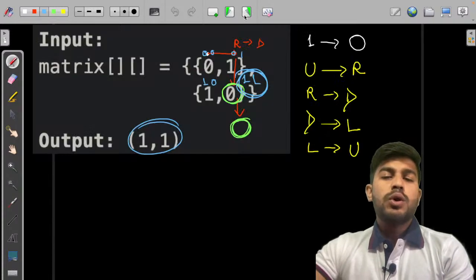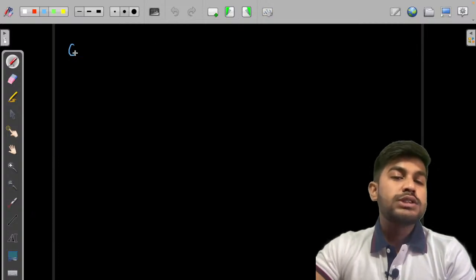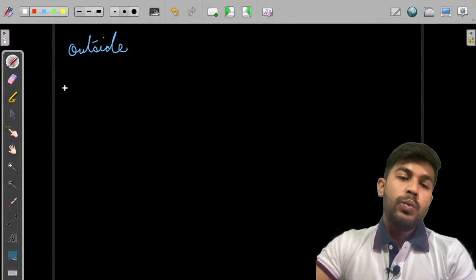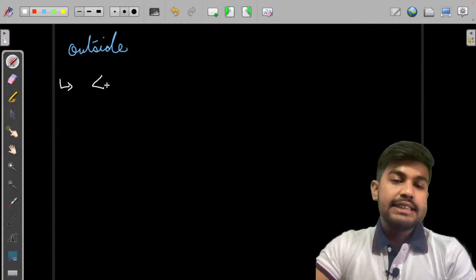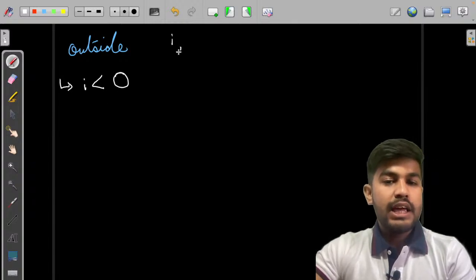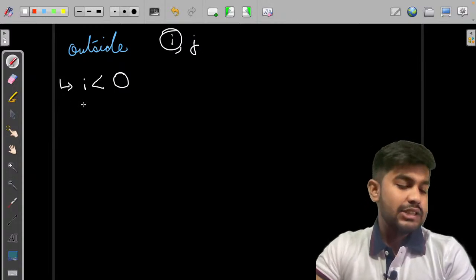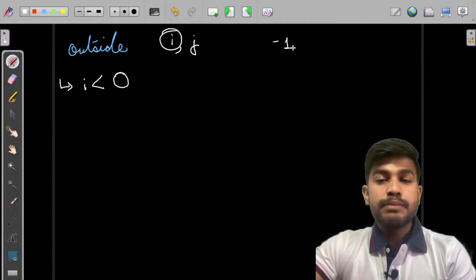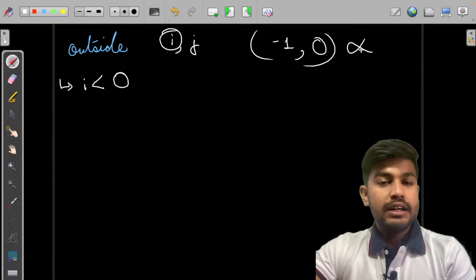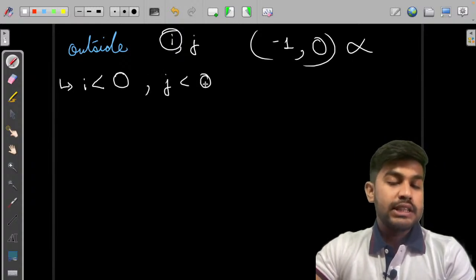Okay, so the first thing that we need to do is, when do we know that we are outside the boundary? We are outside the boundary when the current index is less than 0, when i is less than 0. Suppose we have i and we have j. So suppose if i is less than 0, say it is -1 and j is 0, then this is not valid. So i would be less than 0. Same goes for j. j is less than 0.